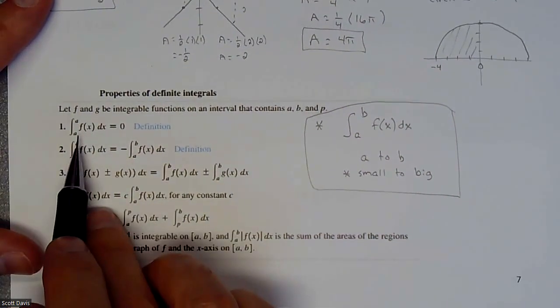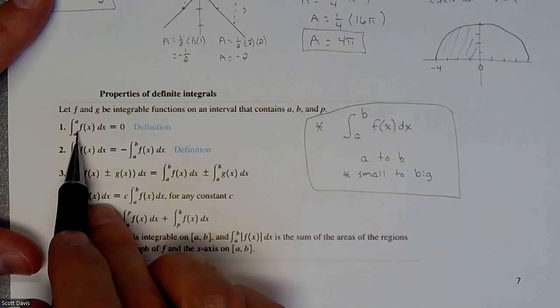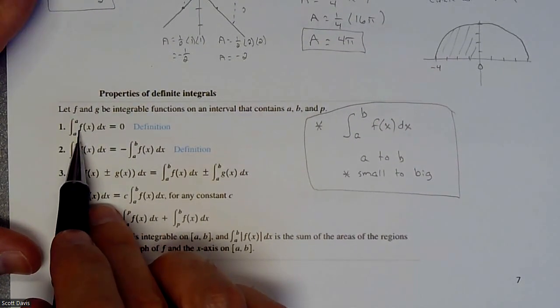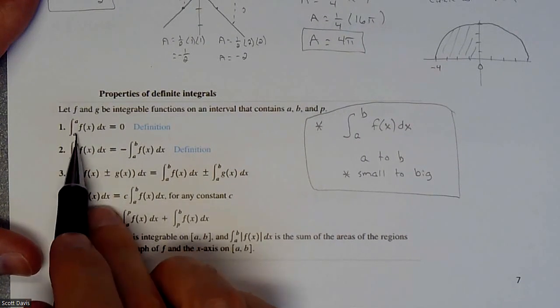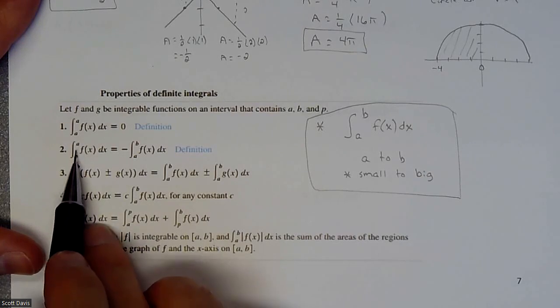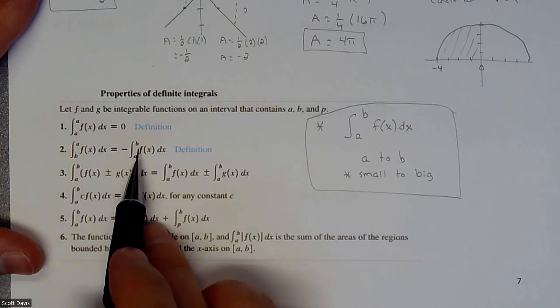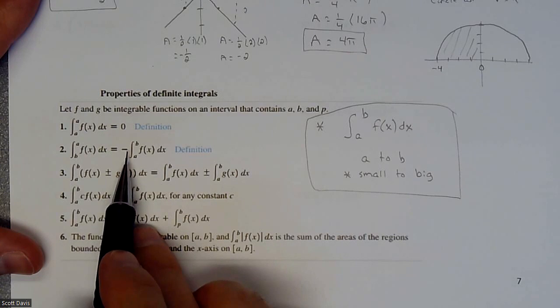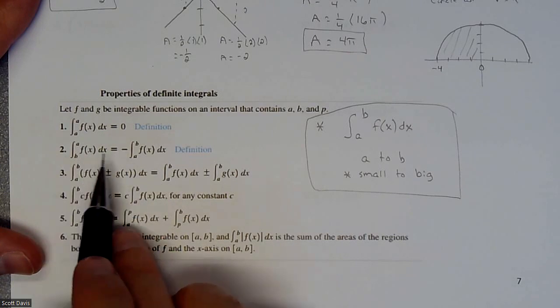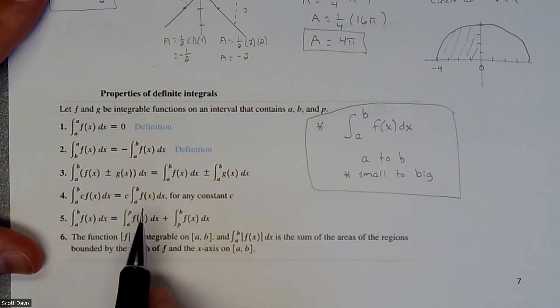Some properties that we have: if your a value goes from a to a, that means there's no width, because you're talking about areas of rectangles in theory. So there's no width to it, and your area is just going to be 0. If you find that the values seem to be backwards, where you have the bigger value on the bottom and the smaller value on the top, then you want to fix it by switching them around. But when you do that, you have to negate your area, because you're actually going backwards. So you'll switch your sign.